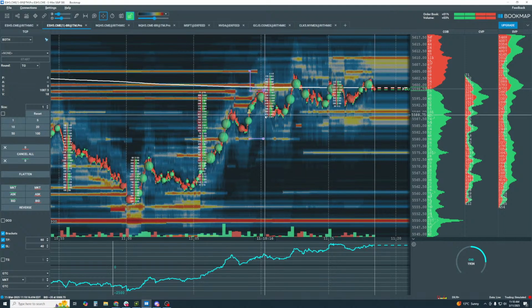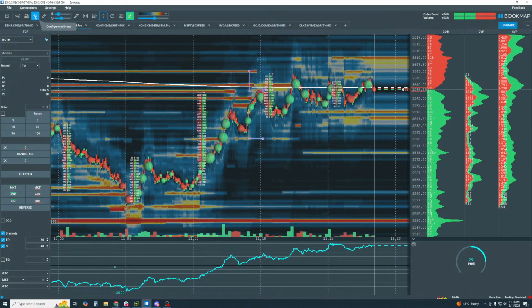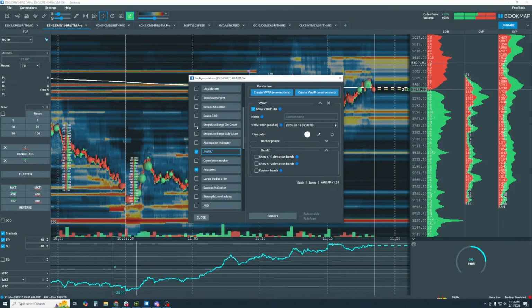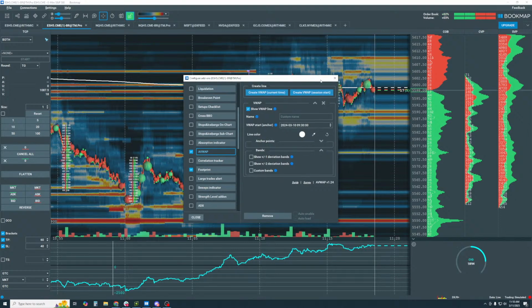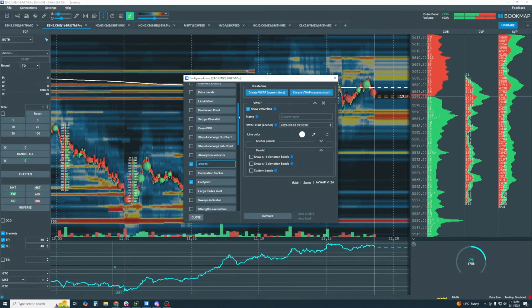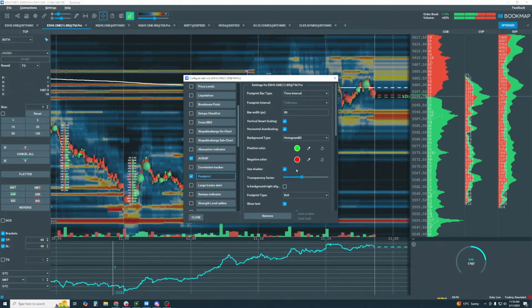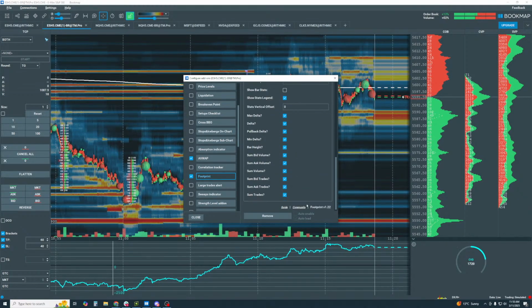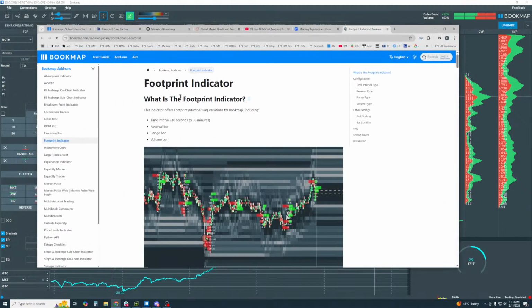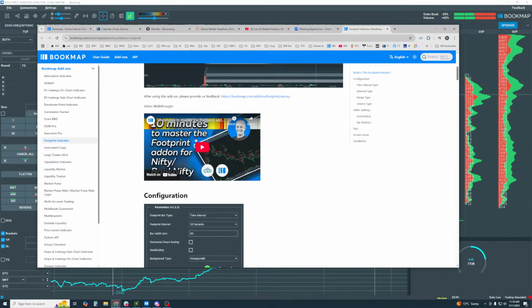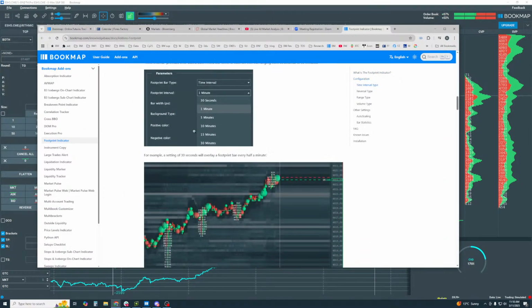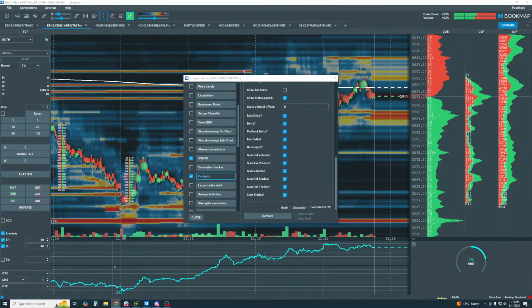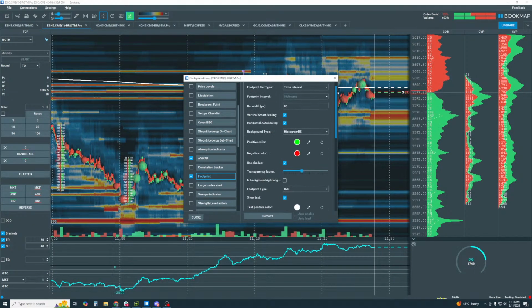All right, so here's our footprint chart, and there's a lot of configurations in here for it. Here, the guide, and that'll take you to our knowledge base if you want to go through the footprint chart in more detail. There's a video in there and a whole bunch of other things. Anyway, a lot of different configurations for it.